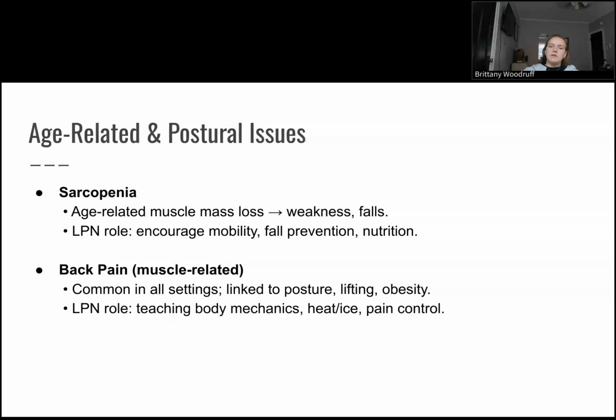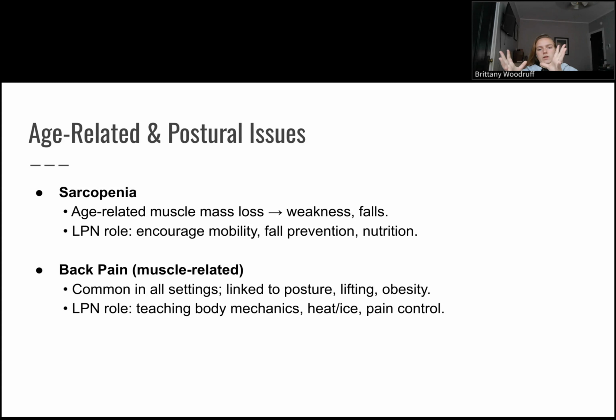Next, looking at age-related and postural issues. So sarcopenia is age-related muscle mass loss. This can lead to weakness and falls, okay? So over time, it makes sense that your muscles degrade, right? You want to keep walking and maintaining that muscle mass, right? So encouraging mobility, educating them on fall prevention, nutrition, stuff like that. Really important in sarcopenia, right?